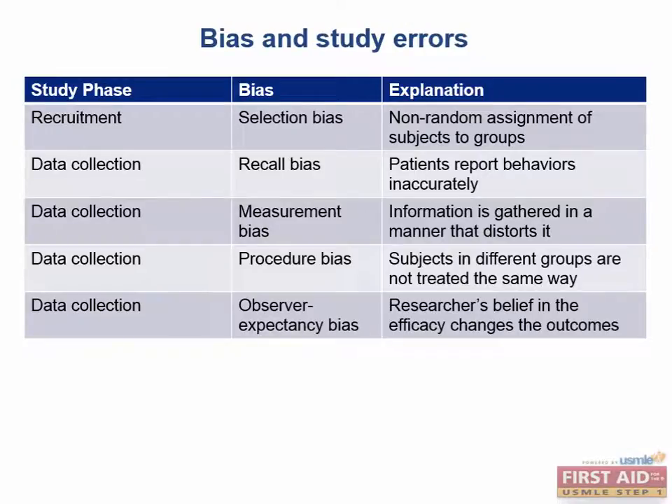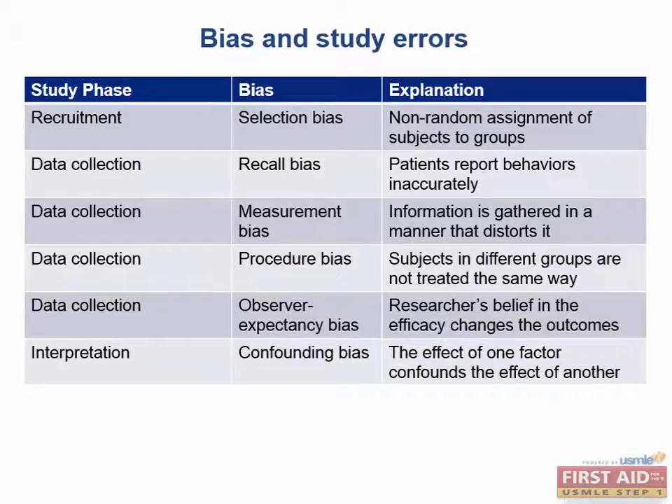The observer expectancy bias occurs when a researcher's belief in the efficacy of a treatment changes the outcome of that treatment. This is a form of observer bias and can be avoided by having an independent observer interpret experimental outcomes. What kind of blinding is this? That's right, double-blinded or even triple-blinded.